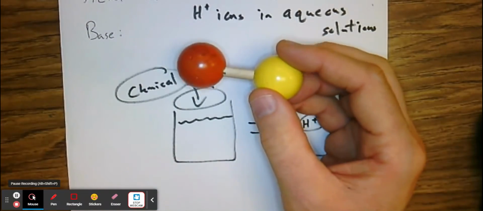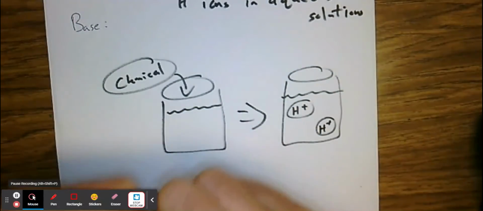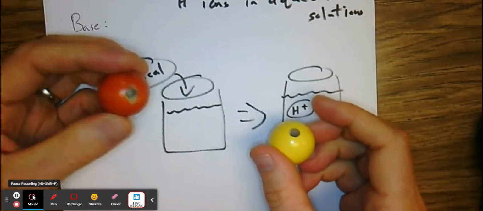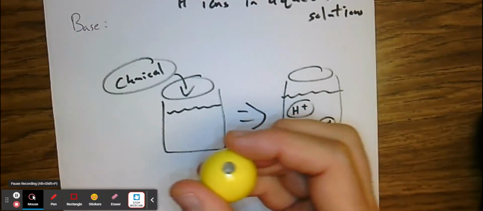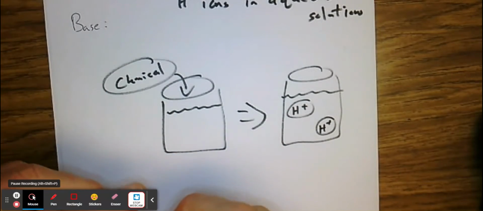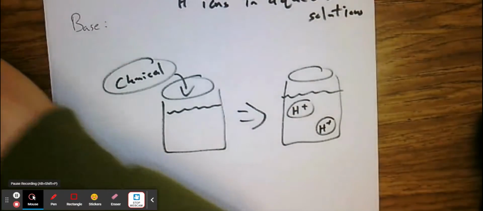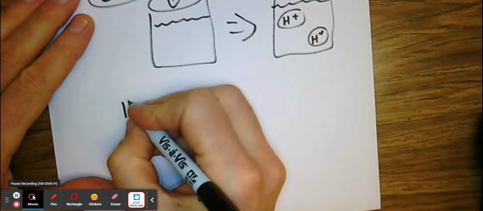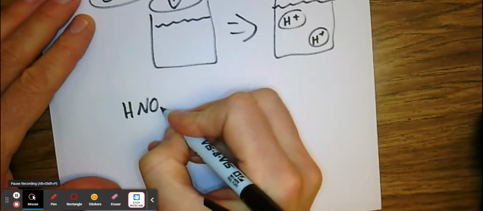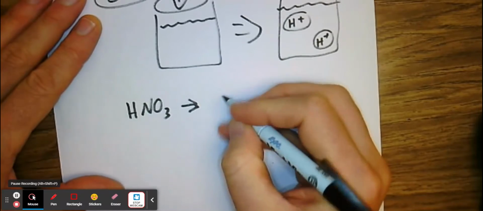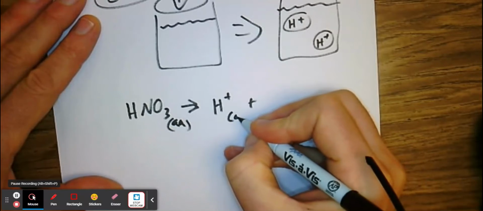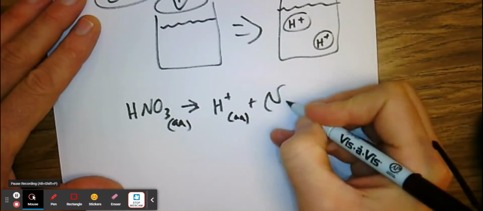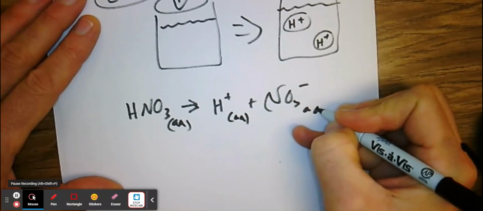Here we have some HCl. When I put this in some water, the HCl breaks apart. All right. And I've got one of these, this one, having an H plus charge or a hydrogen ion. So the equation for that, this is nitric acid, H plus aqueous.